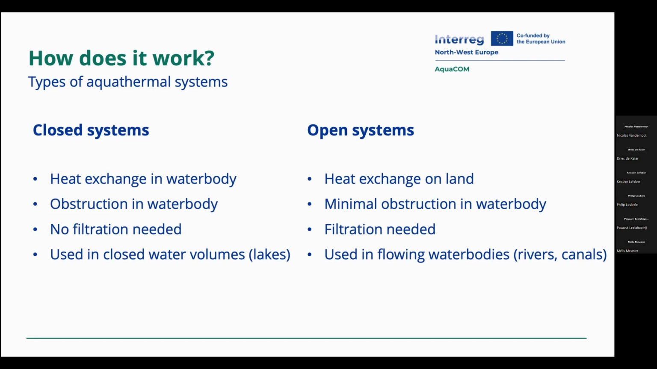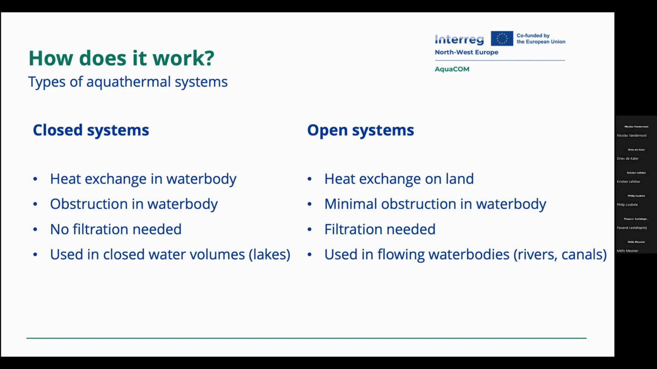And as said, a closed loop system will be used on closed water volumes like lakes for the majority of the projects, and open systems are for flowing water bodies like rivers or canals, and it's always because the obstruction can harm other applications of the water body. Right, that's the system.